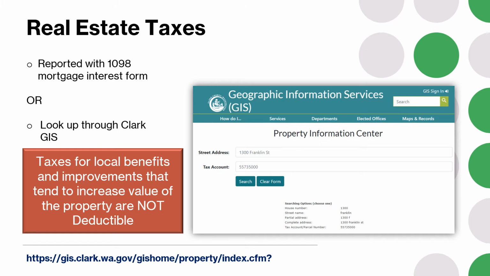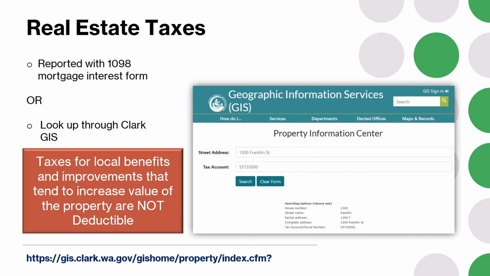Another type of tax that is deductible is real estate tax. And often these are reported on a 1098, well, they're not on the 1098 mortgage interest form anymore. They're reported with it. Usually this form very often comes in what looks like a letter form, and then it has some columns with box numbers, like some of our other forms that come looking like letters. And usually the real estate taxes are reported somewhere on that letter.